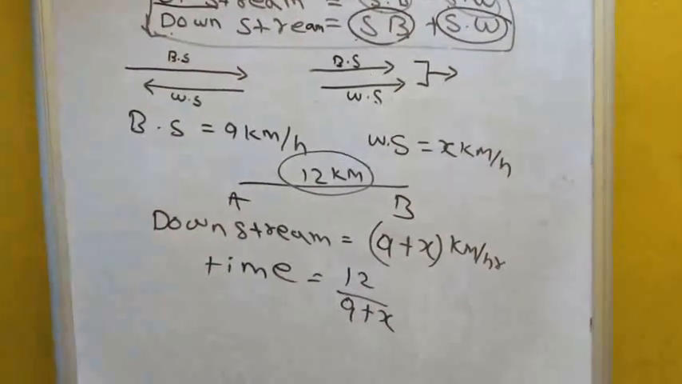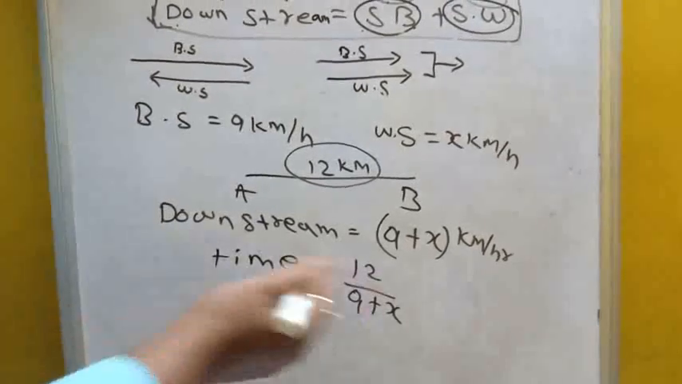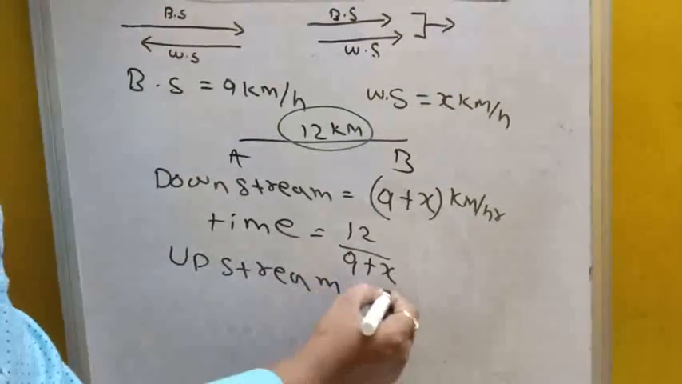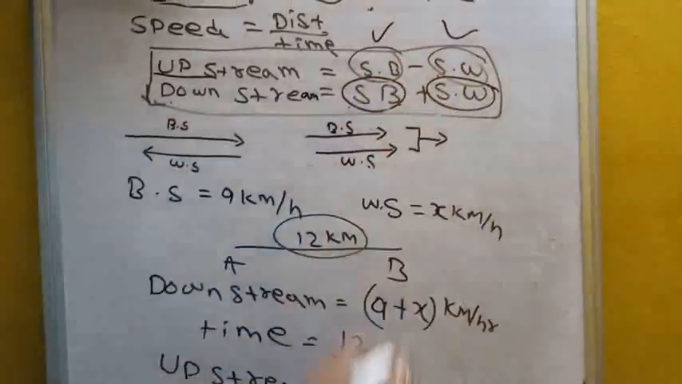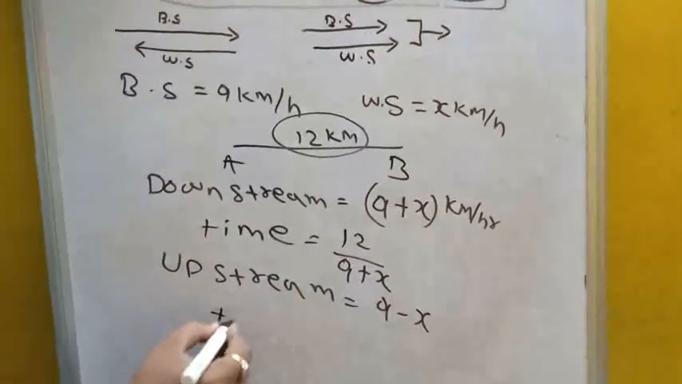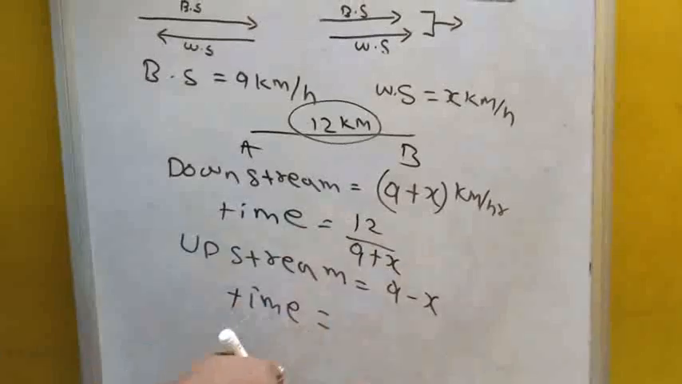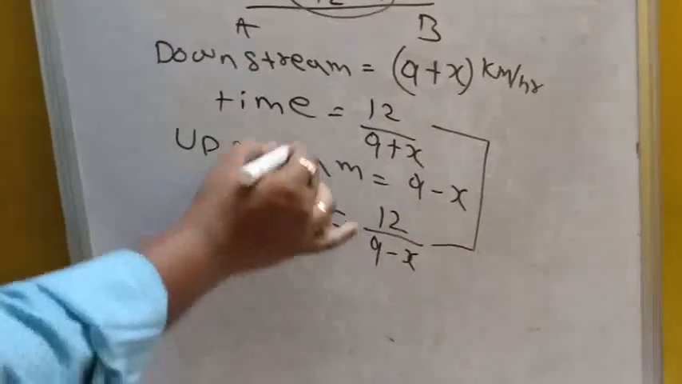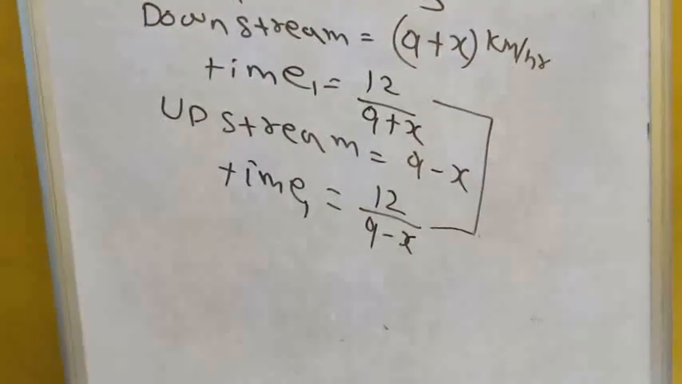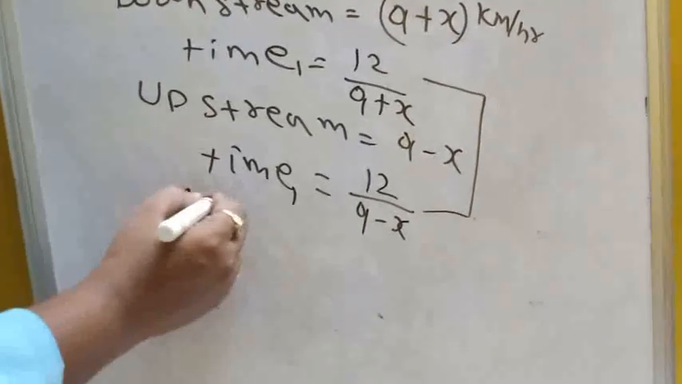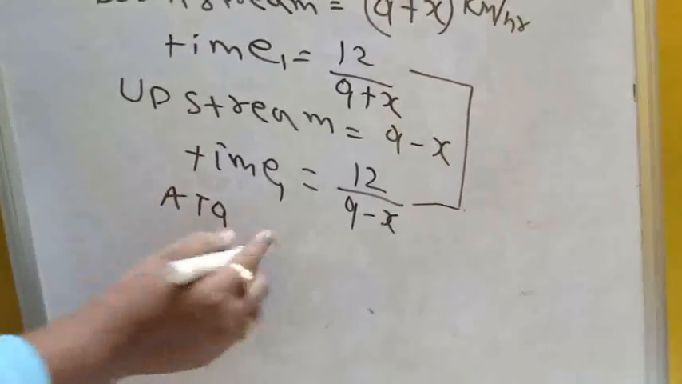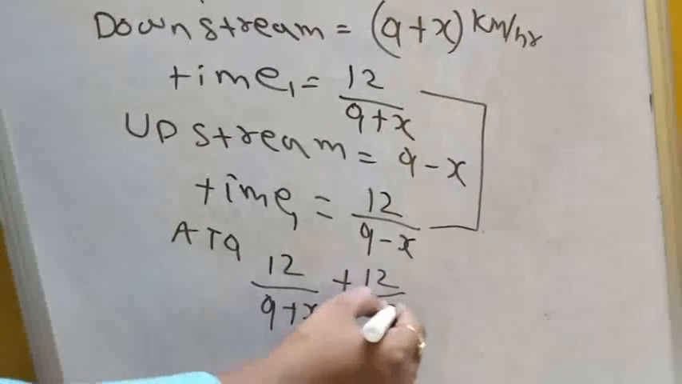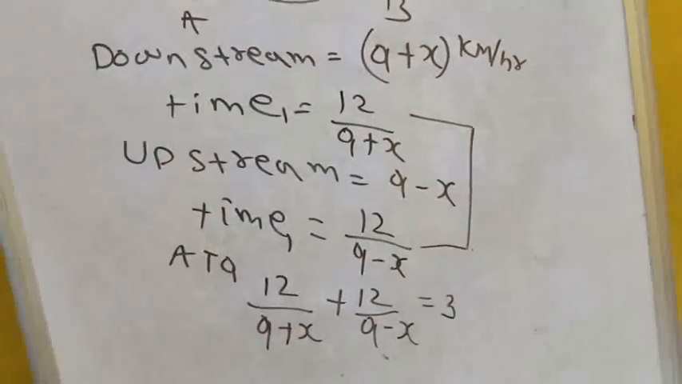Next, what did he tell? He comes back. Coming back means upstream will occur. So upstream speed equals how much? 9 minus x. I told you, speed of the boat minus speed of the water. Time equals how much? Again the same, 12 divided by 9 minus x. Total time equals how much? Time 1 plus time 2 equals the given 3 hours. Therefore, according to the question, 12 by 9 plus x plus 12 by 9 minus x equals 3 hours. So you can solve here.